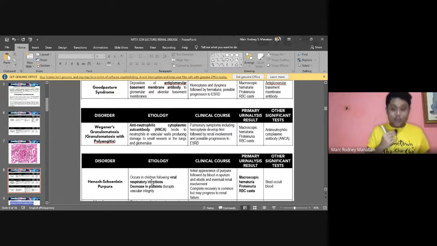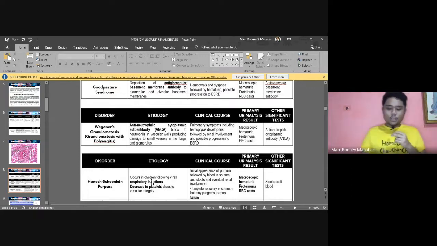So of course, the glomerulus can be involved. Its initial appearance is purpura. Of course, purpura is larger petechiae, right? Followed by blood in sputum and stools and eventual renal involvement. Complete recovery is common, but it can progress down to renal failure.